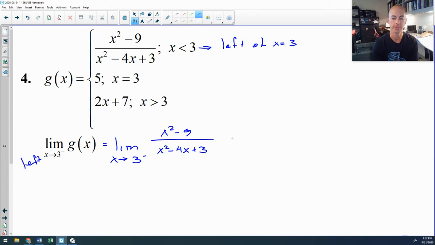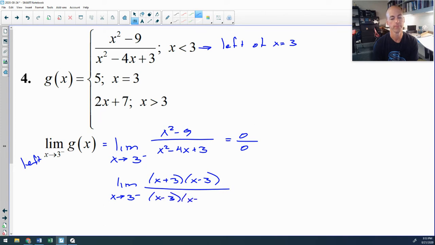And now when I substitute, 3 squared minus 9 is 0. X squared is 9 minus 4 times 3 is 12. So negative 3 plus 3 is 0. We have the indeterminate form. So now I'm going to do some algebra. And this is primed and ready for factoring. So when I factor this, x plus 3, x minus 3 in the numerator. In the denominator, x minus 3, x minus 1. I notice that I can cancel x minus 3's. And when I do that, I can now substitute 3 plus 3 is 6, 3 minus 1 is 2, 6 divided by 2 is 3, and we have our answer for the left-hand limit, or the limit as x approaches 3 from the left.